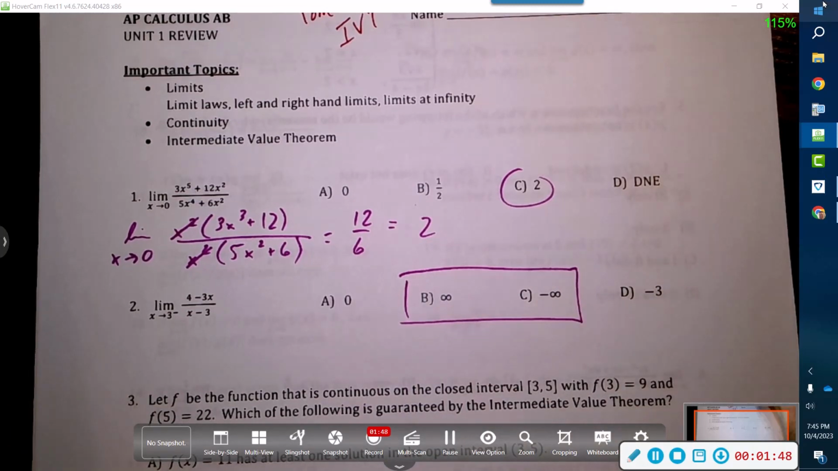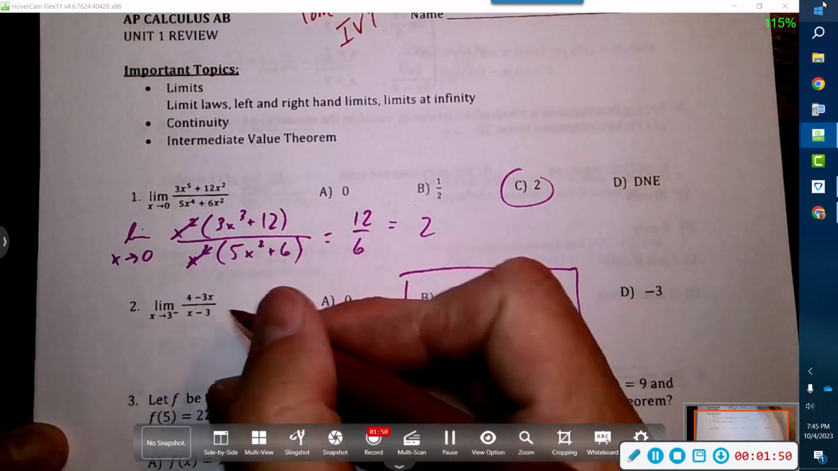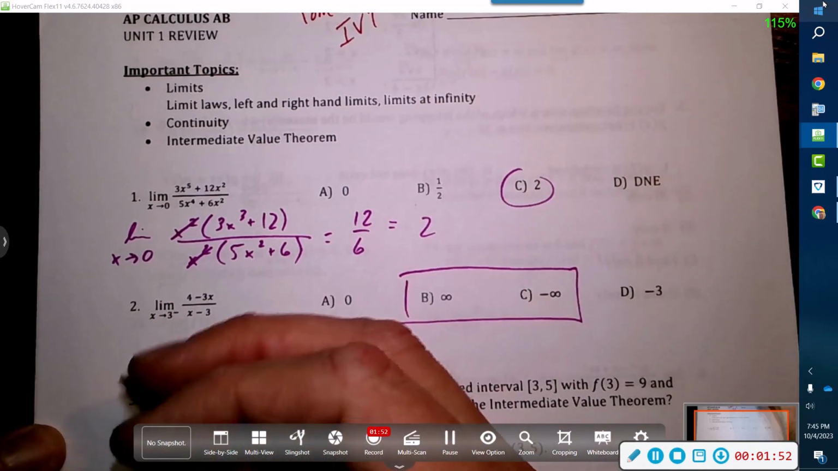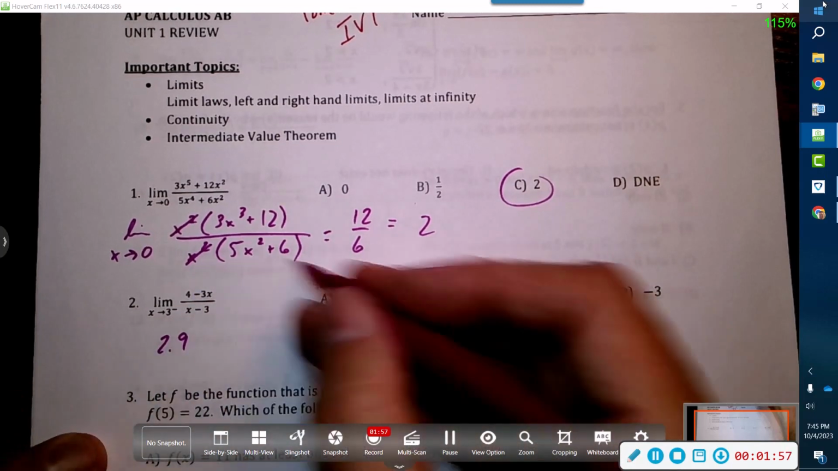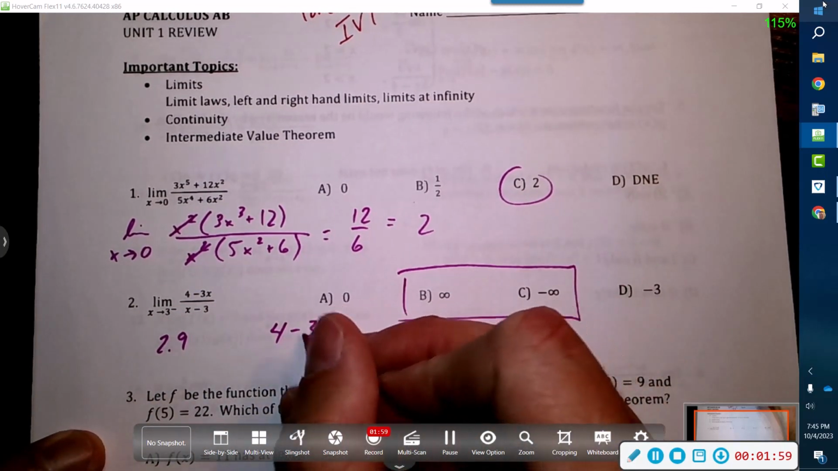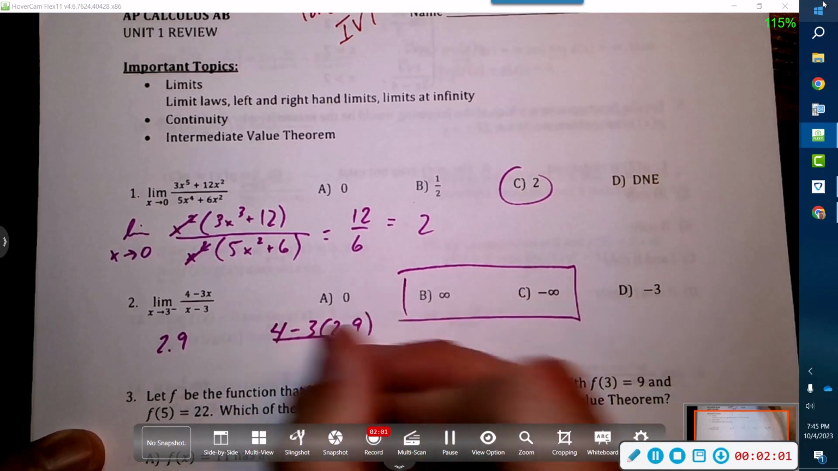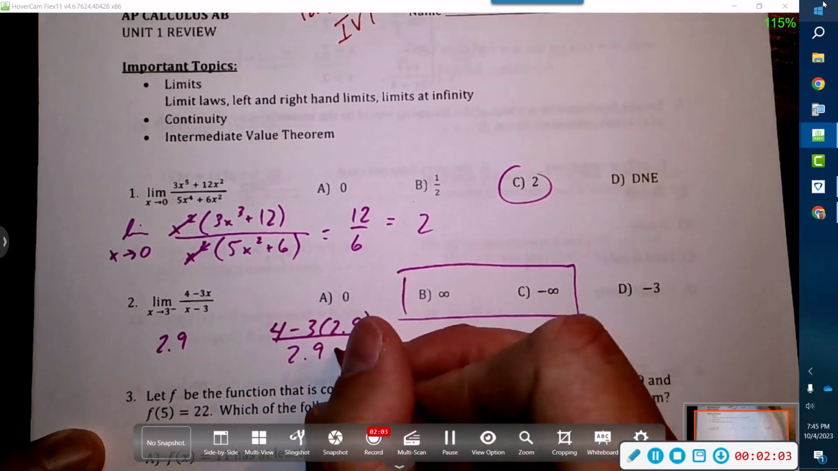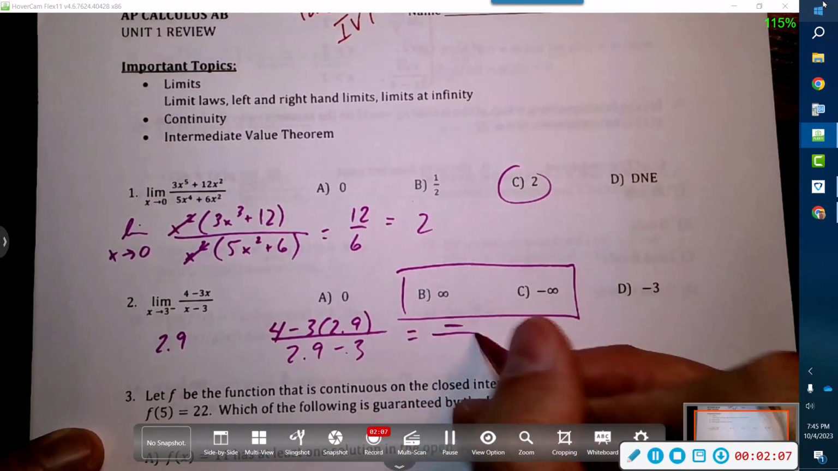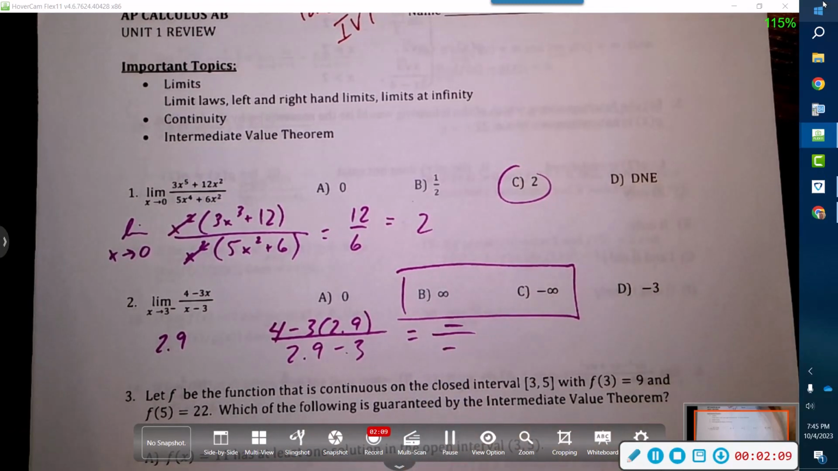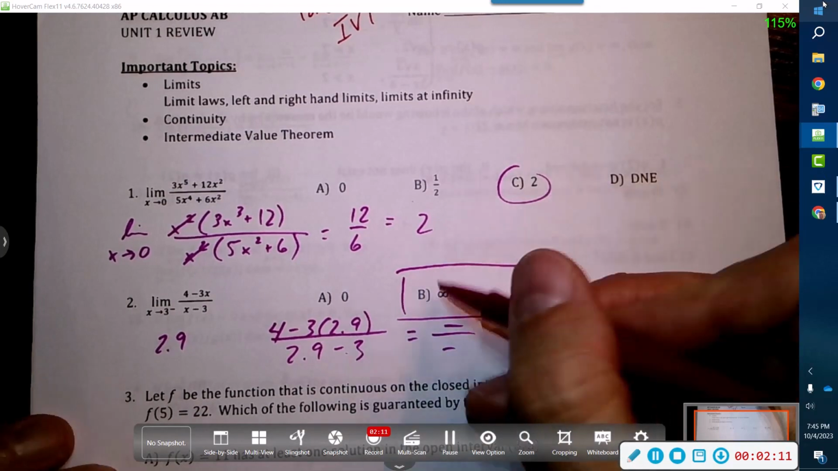So let's pick a number to the left of 3, like 2.9. Now let's just see if it's positive or negative. This would be 2.9 minus 3, so that would give me a negative on the top and then a negative on the bottom. So it looks like this guy is just going up to positive infinity. So the answer would be B.